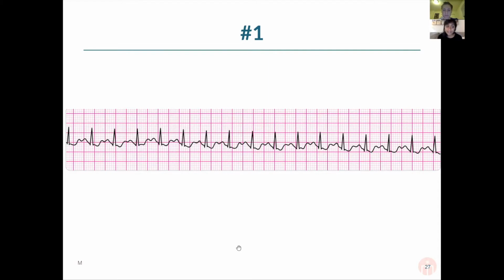So what we're seeing here is just sinus tachycardia. It's going so fast that that P wave is getting moved up. But again, you're seeing P and QRS in a 1-to-1 ratio, with appropriate intervals in between them. So this is just sinus tach.